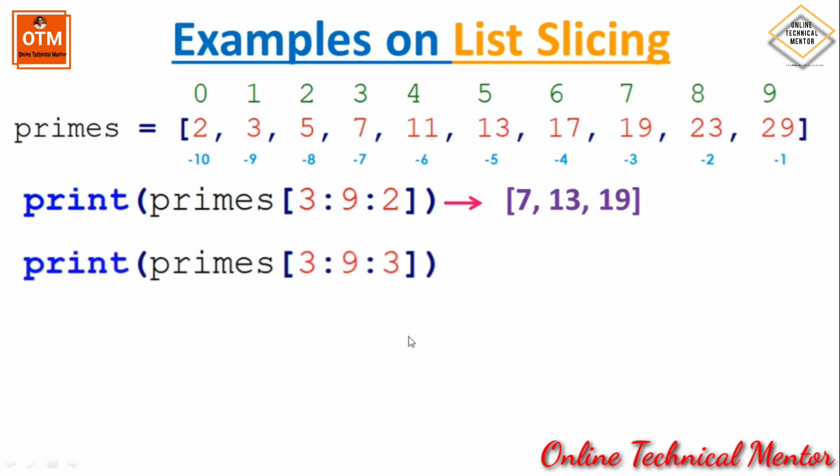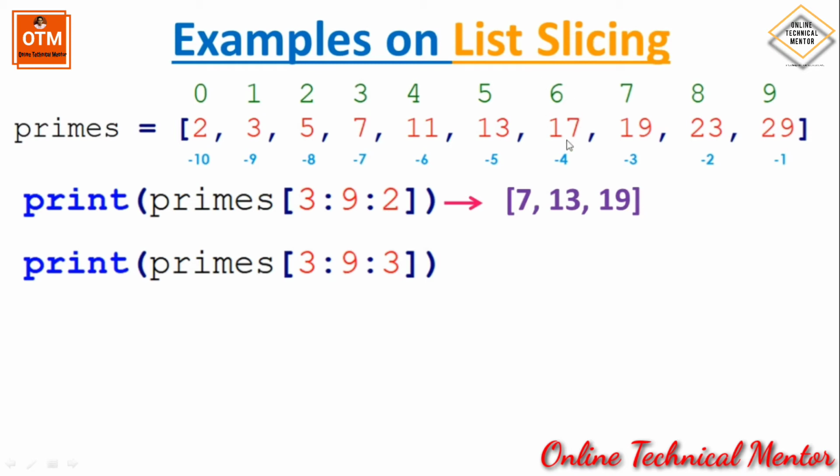Come to the next slicing, here it is written primes 3 colon 9 and there is a step size of 3. Now the extraction will start from the index 3, that is from 7. Since the step size is specified as 3, 3 will be added to this index, so we will get next index as 6.